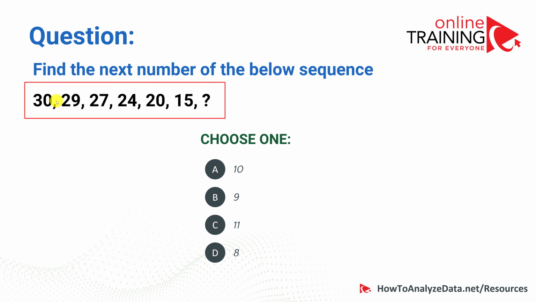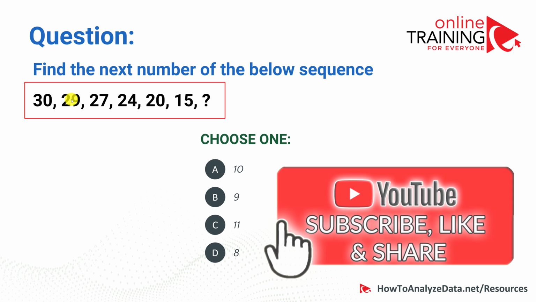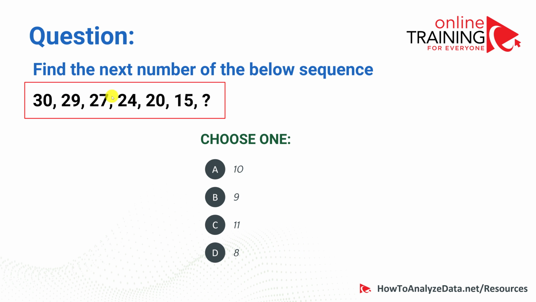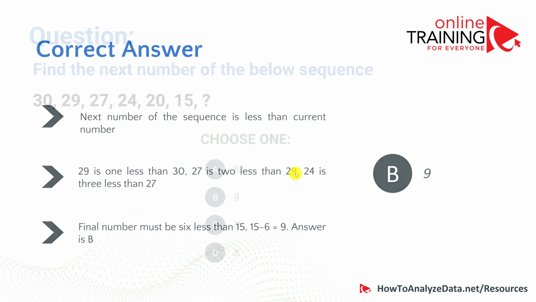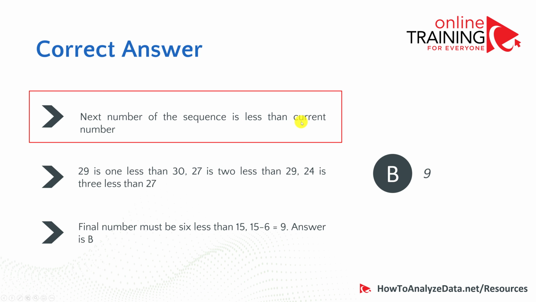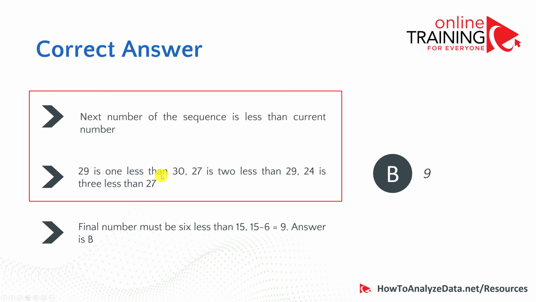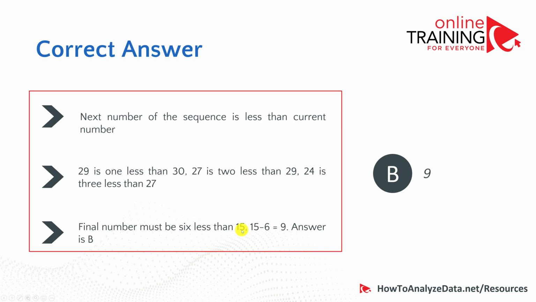29 is 1 less than 30, and 27 is 2 less than 29. 24 is 3 less than 27, 20 is 4 less than 24, and 15 is 5 less than 20. So the next difference would be 6, and 15 minus 6 would be 9. Let's recap. The next number in the sequence is less than the current number. 29 is less than 30, 27 is 2 less than 29, and 24 is 3 less than 27. You can continue the sequence once you detect it. And the final number must be 6 less than 15, which is 9. So the correct answer is B, which is 9. Hopefully you've got this one right.